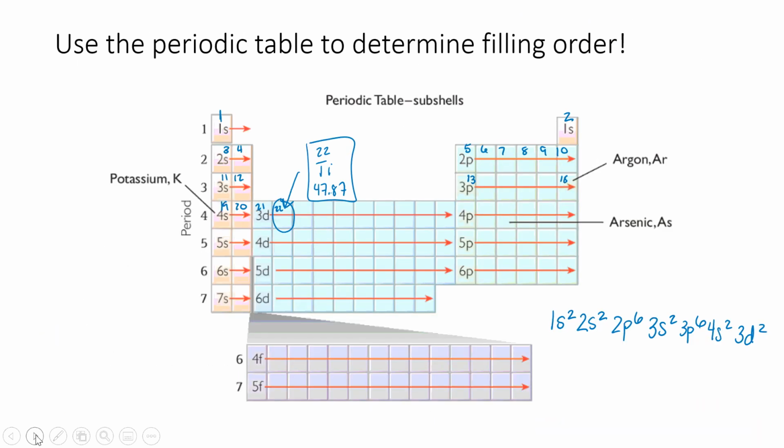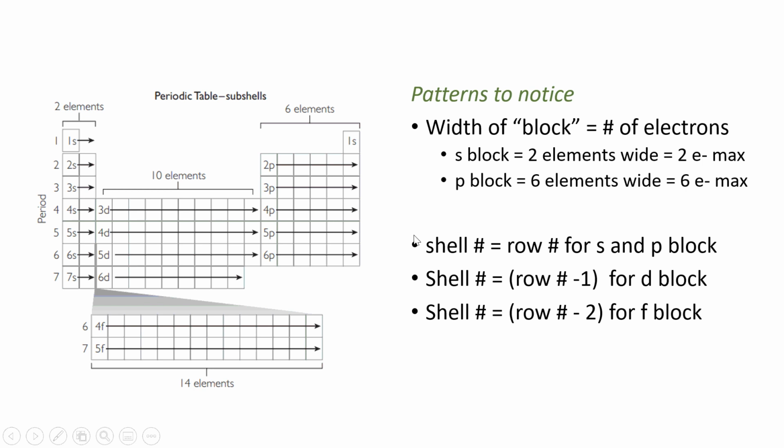Okay, so here's where we're at. The other pattern you want to notice is you can use the row number to predict what shell they're in. So notice for the S and P's, the shell number is equal to the row number. So third row is 3S and 3P. For the D block, the shell number is the row number minus 1. So like in the fourth row, you're filling up the 3D. In the fifth row, it's the 4D. The sixth row is the 5D. For the F block, it's the row number minus 2.